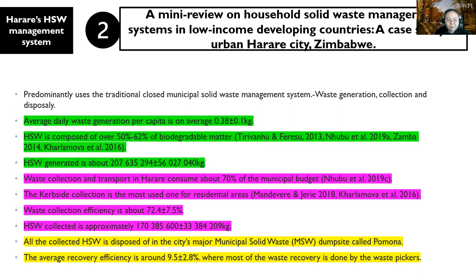It is also important to note that this 9.5% is calculated as the amount of waste recovered as a percentage of the waste that is collected, because most of the waste that is recovered is recovered from the dump site. Later on in the study, you will find that we use a different recovery efficiency, because we changed how the recovery potential was calculated to the amount of waste recovered over the total amount of waste that is produced in the city.